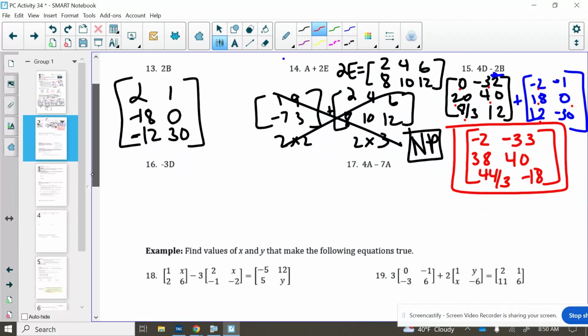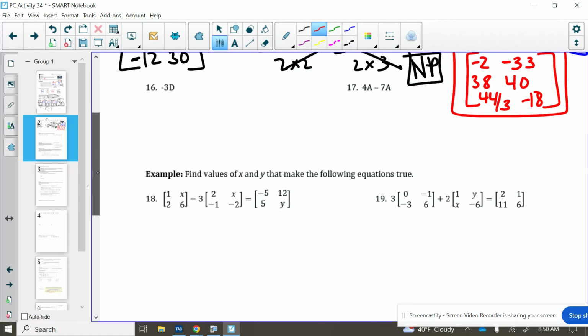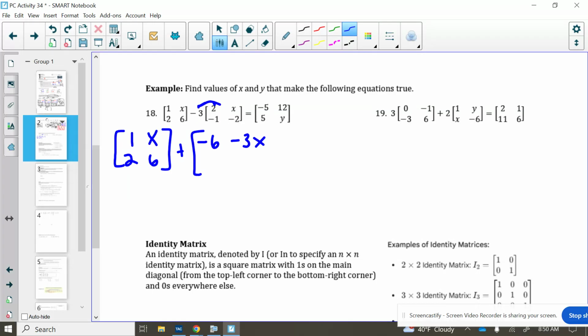All right, there are 2 more for you to try then on your own. Find negative 3D, and then 4A minus 7A. Sometimes we are looking to find then the values of an equation using a little addition and subtraction. So for this first one, what I'm going to do first is I'm going to distribute that scalar through. So I still have 1x, 2, and 6 for my first. But after I distribute a negative 3, I get negative 6, negative 3x, negative 3 times negative 1 is 3, and then negative 3 times negative 2 is 6.